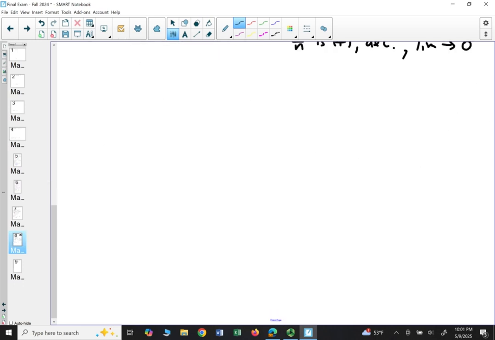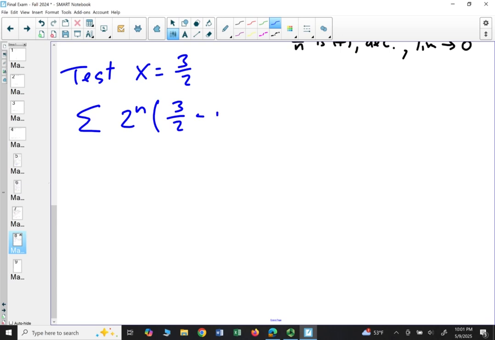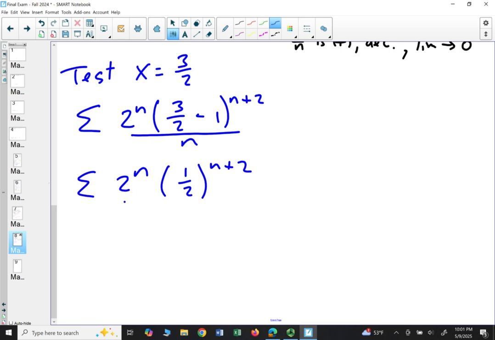Now let's test the other endpoint. So now we're testing x equals 3 over 2. So again, take the original series, go back and replace x with 3 over 2. So we have 2 to the n, parentheses, 3 over 2 minus 1 to the n plus 2. This is all over n. Now simplify. 3 over 2 minus 1 is just 1 over 2. N plus 2 over n.